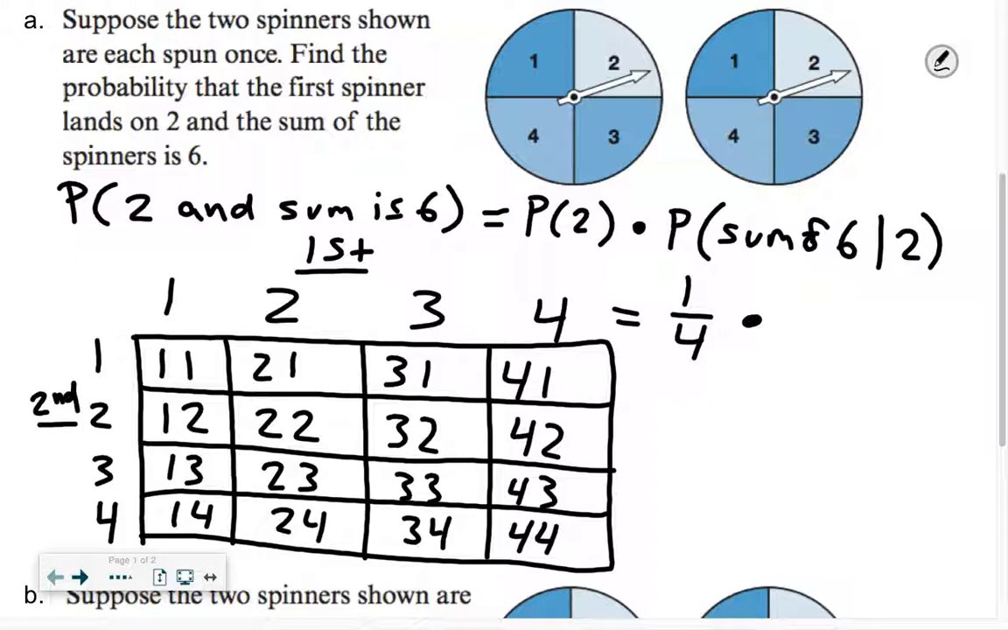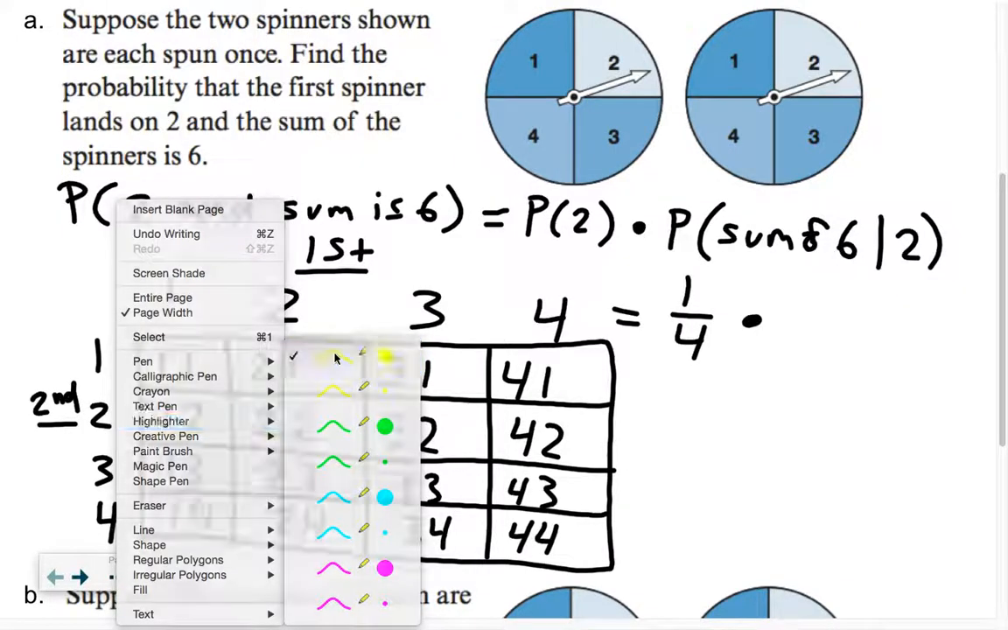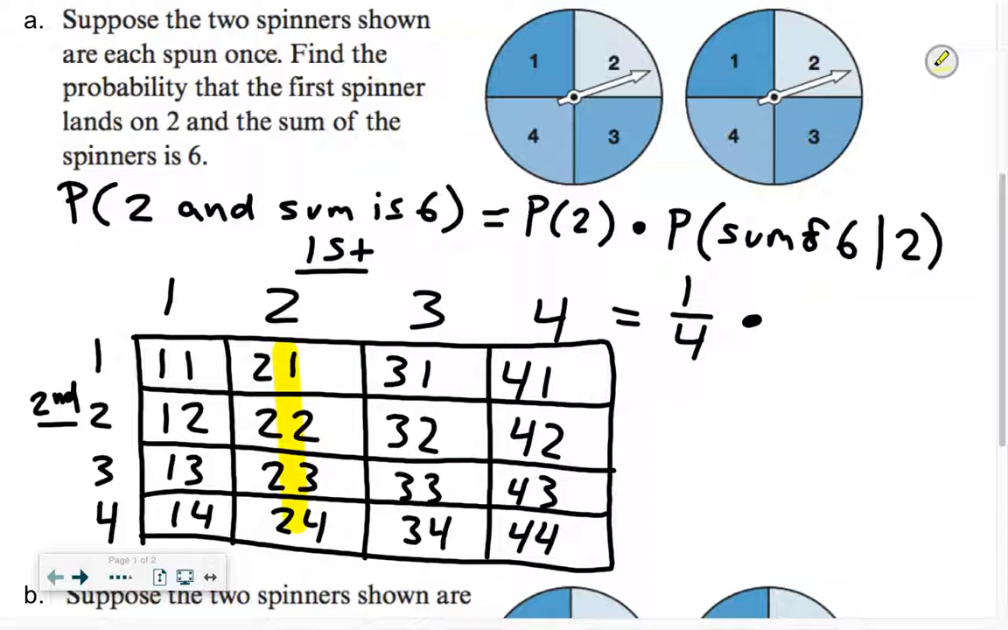But understand, as we move on to the second event, we have to know that I had a 2 on the first one. So while I have all of these originally, if I got a 2 on the first spin, what it does is it eliminates this column, it eliminates the 3 column, and it eliminates the 4 column. So the only ones that we have to look at now are the ones that occur in this one. And now if we go on to the last one, for the second event, we want the sum of these 2 spins to add up to 6.